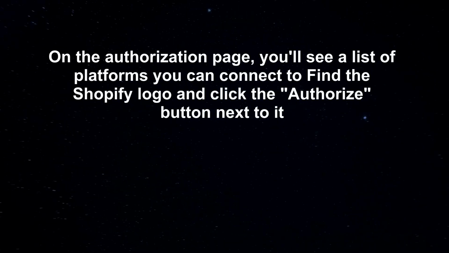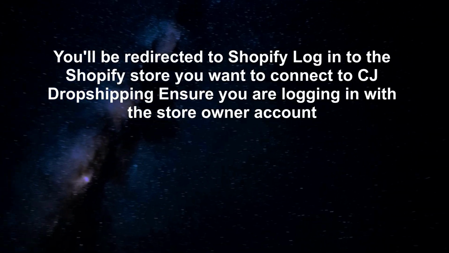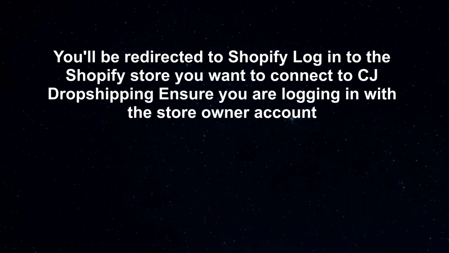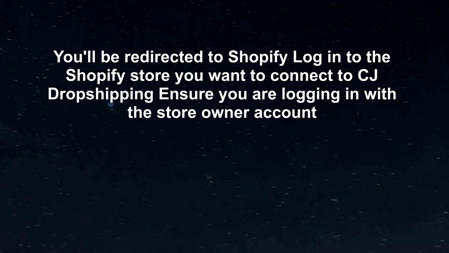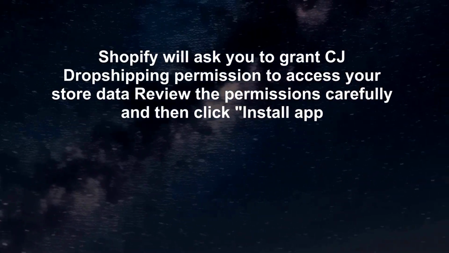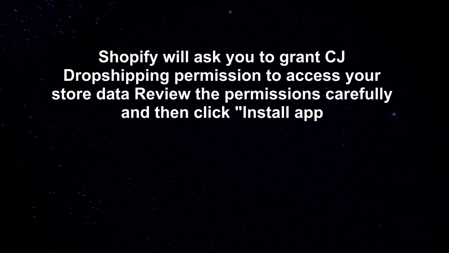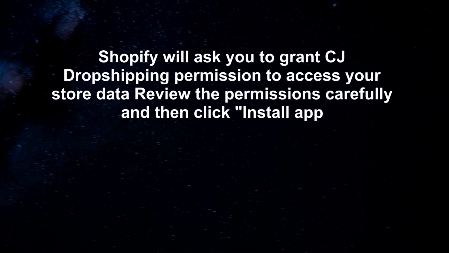Find the Shopify logo and click the Authorize button next to it. You'll be redirected to Shopify. Log into the Shopify store you want to connect to CJ Dropshipping. Ensure you are logging in with the store owner account. Shopify will ask you to grant CJ Dropshipping permission to access your store data. Review the permissions carefully and then click Install App.